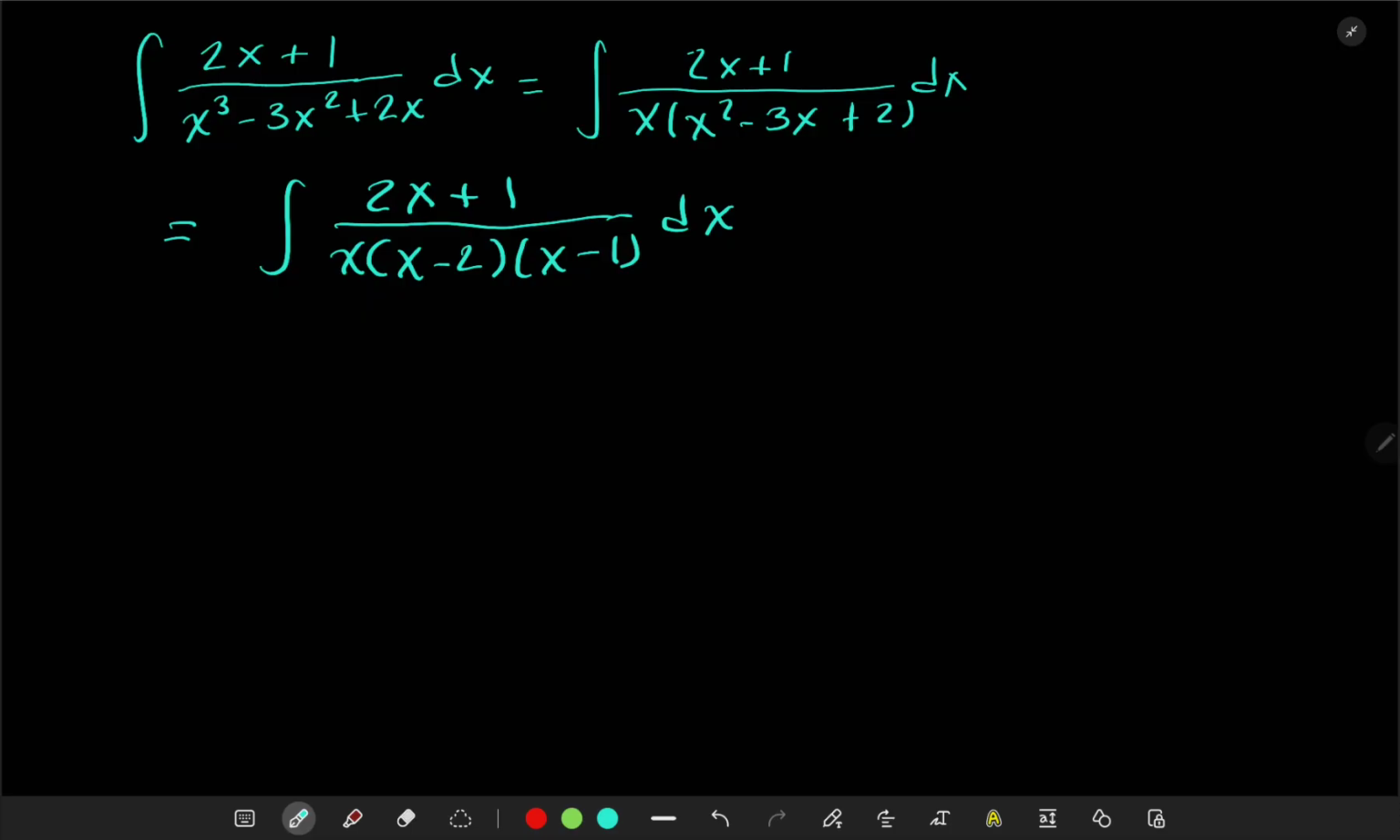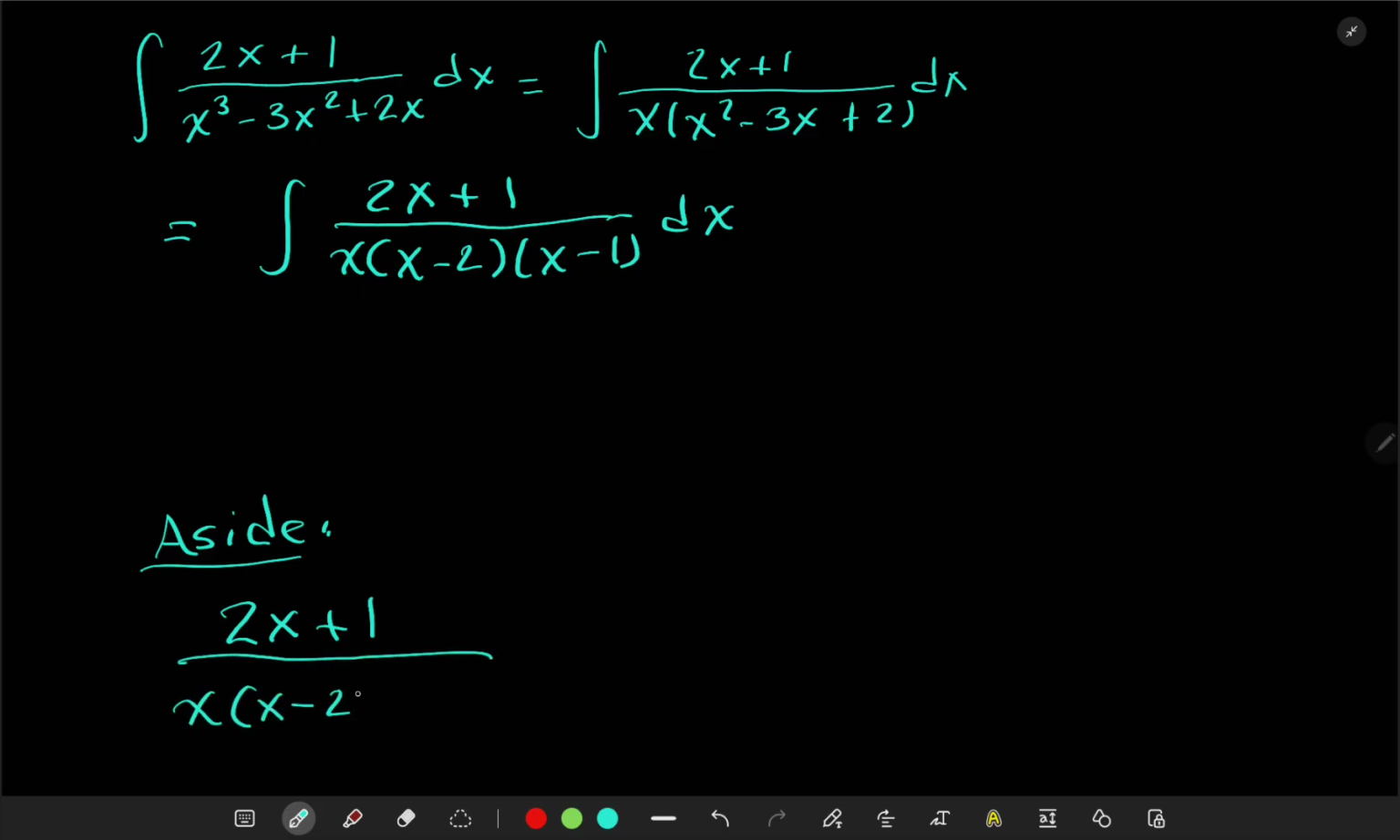So I'm going to go down below. I'm going to leave myself enough room to finish the integral once I have the partial fractions computed. So my goal is going to be writing the 2x plus 1 over x times x minus 2. By the way, the method I'm about to do only works when you have non-repeated terms. When you have repeated terms or squares, you have to be careful.